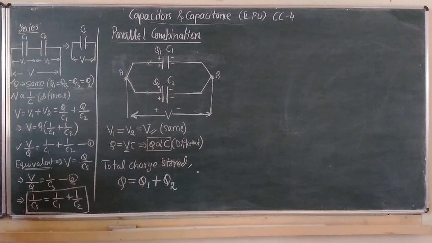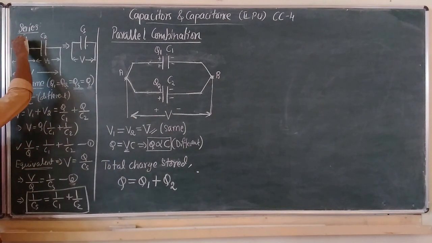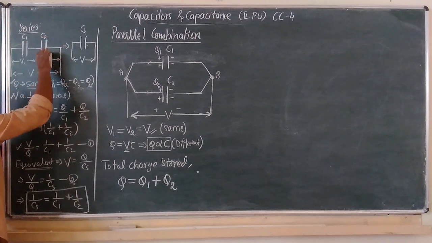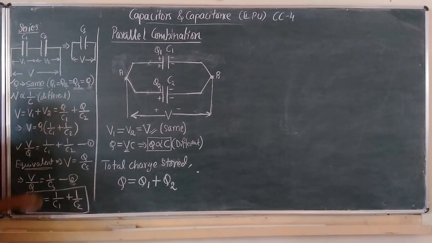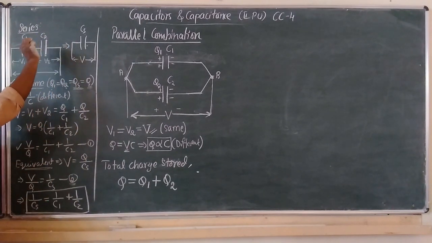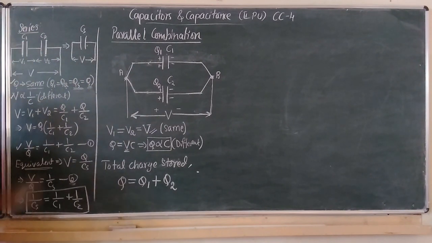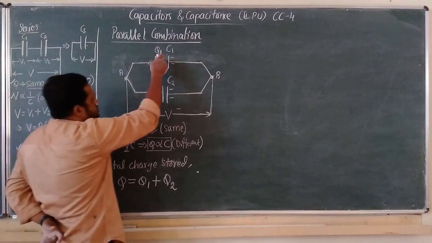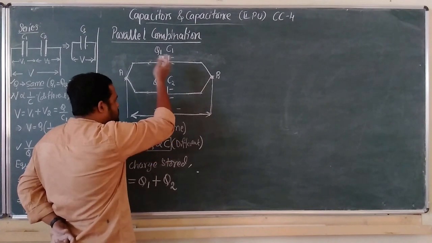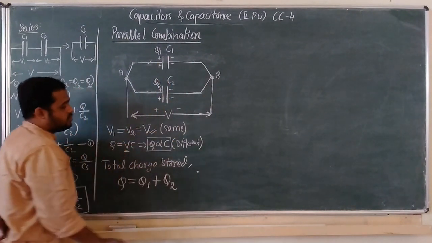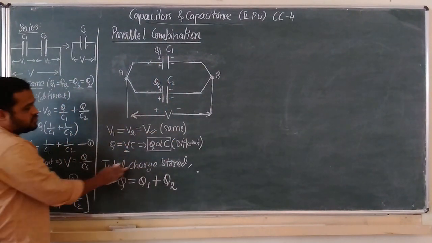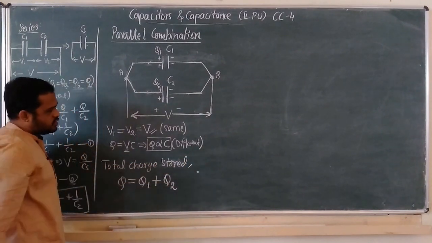In series, useful charge is stored only between these two points. We have discussed this in the previous class. So the total charge stored in that combination is also equal to Q. But here, charge is stored here as well as here. Both capacitors will store useful charge. Therefore, the total charge stored in the combination is Q1 plus Q2.